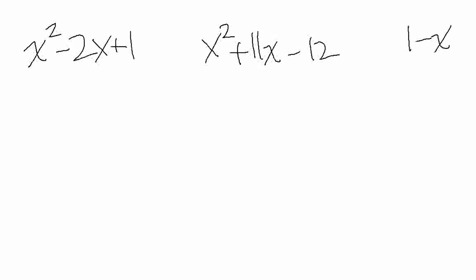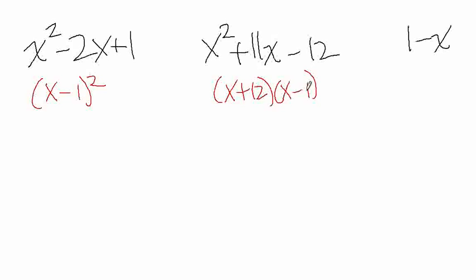All right, I will go ahead and show you how I would work this out. So first I would factor. So let me do that. The first one I would get x minus 1 squared. The second one I would get, let's see, x plus 12 times x minus 1. Now, the last denominator is already factored.